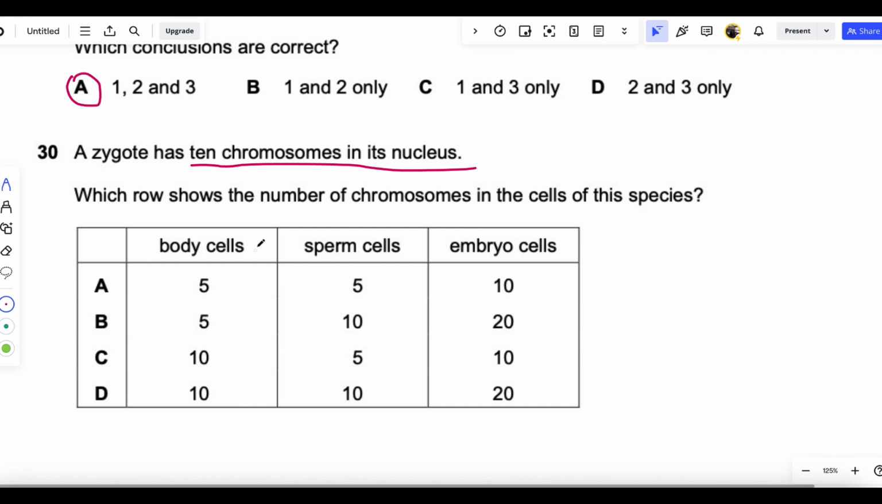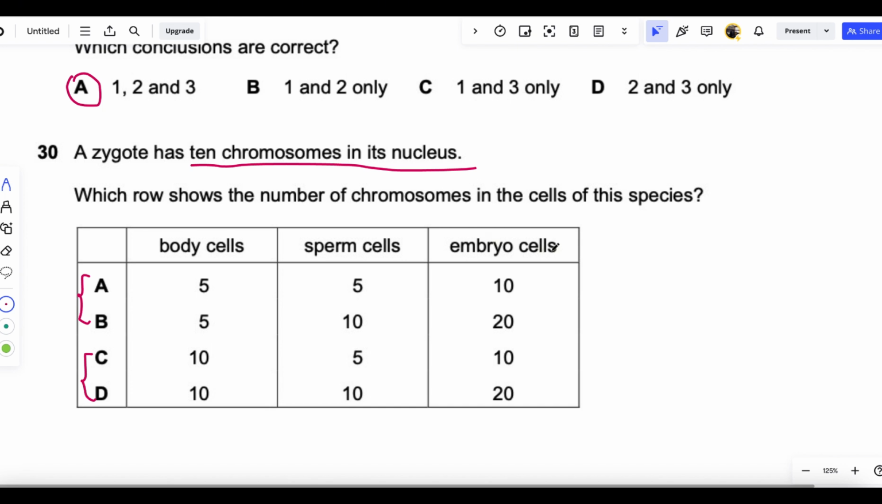So how many chromosomes will be in the body? 10, of course. So 5 will be wrong. Since you have 10 chromosomes in the nucleus, in the whole body of that organism it will be 10, right? So the answer will be between this and this. In the sperm cells, it will have half of it, right? Half of it will be for sperm cells.